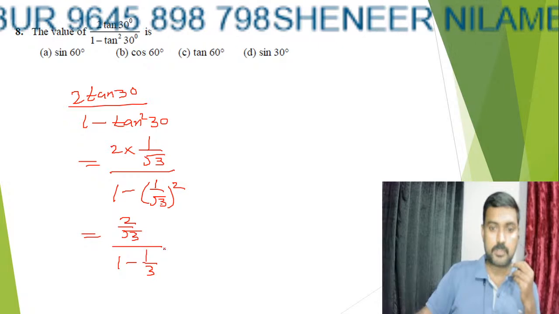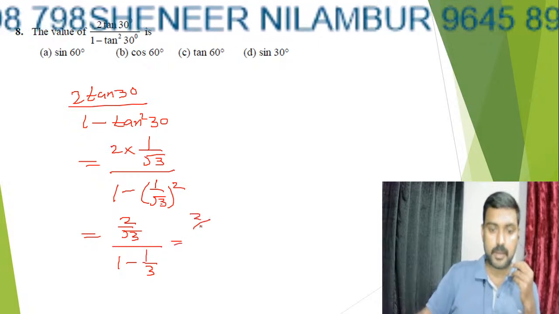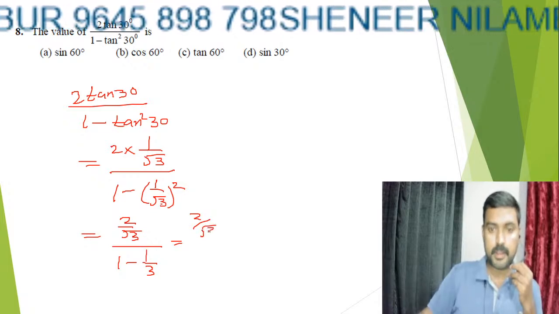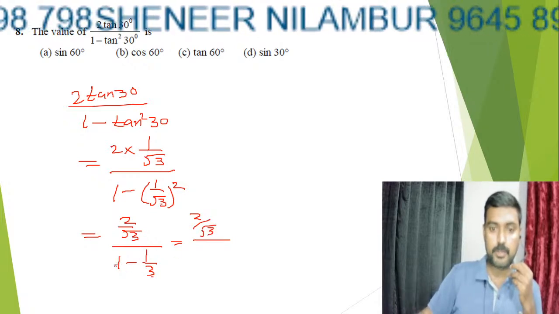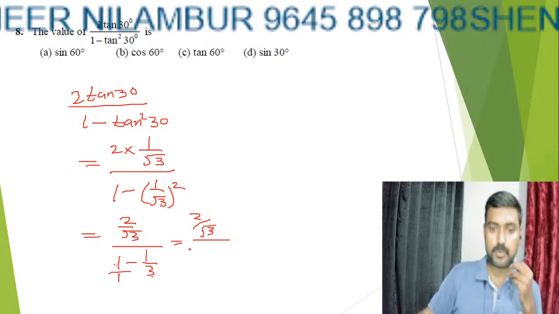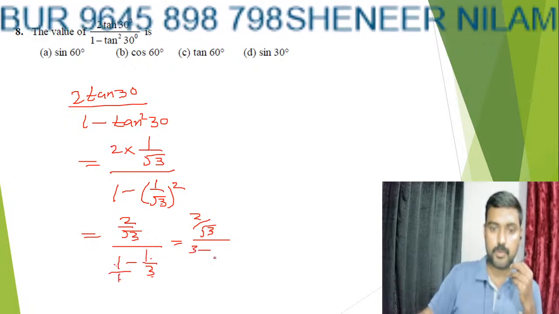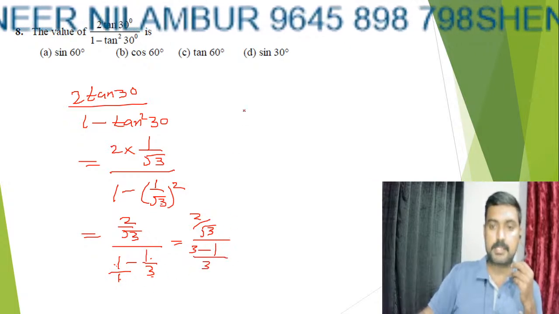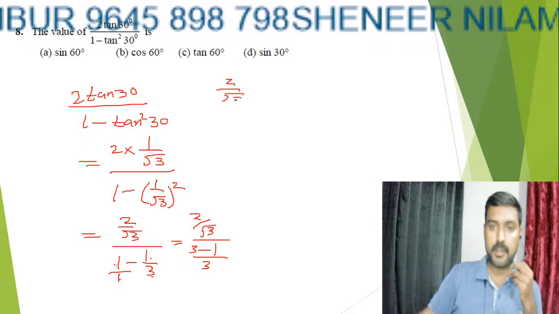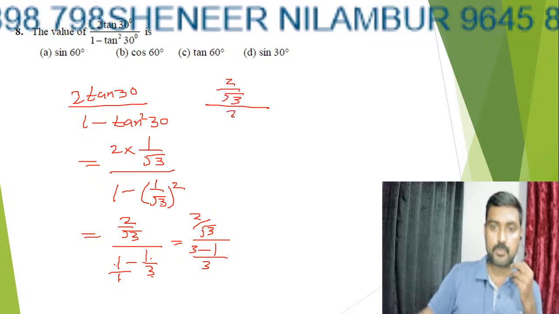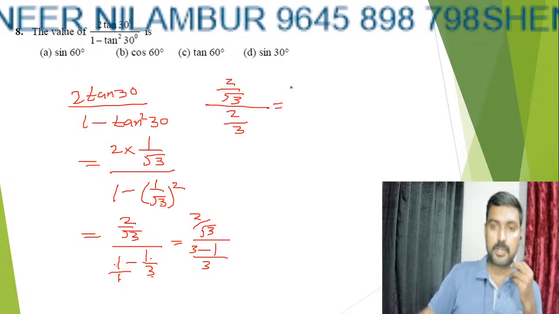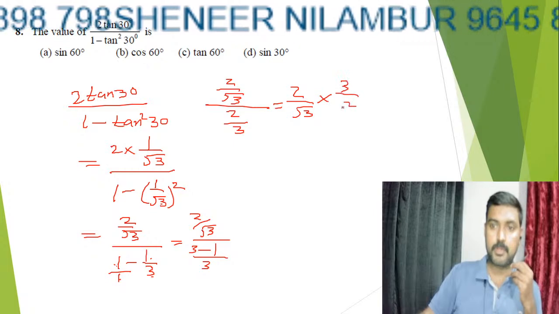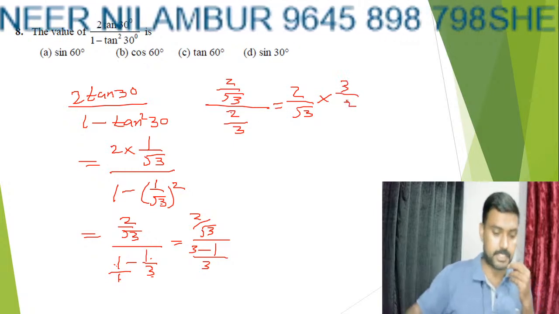So after the cross multiplication, this will have the answer. So 2 by root 3 divided by 1 into 3. What is cross multiplication? 3 minus 1 into 1, divided by 1 into 3. So we get the answer 2 by root 3 divided by 3 minus 1, 2. So 2 by 3. So reciprocal multiplication will come there. 2 by 3 will become 3 by 2 because the division changes to multiplication.